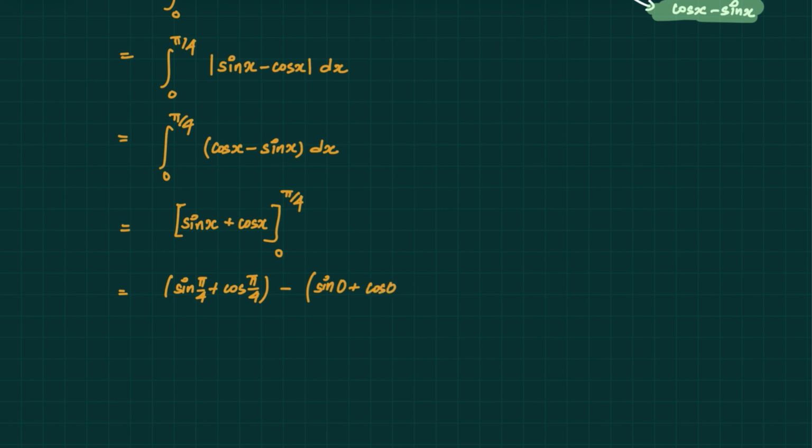So it equals 1 over root 2 plus 1 over root 2 minus, sin 0 is 0 and cos 0 is 1. So it equals 2 by root 2 minus 1, and on rationalizing, 2 by root 2 becomes root 2, and minus 1. So this is the answer.